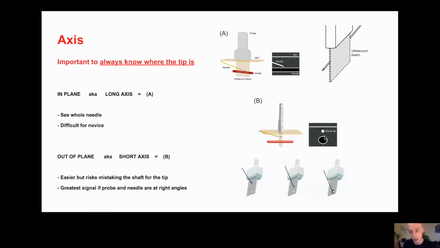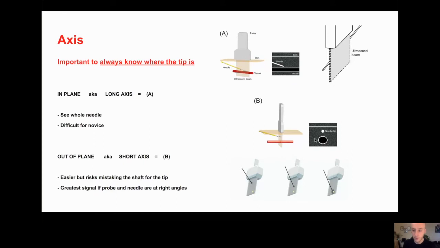So let's look at in plane first. You can see that the vessel is in the same plane as the beam, and you get this side-on view of the vein, and you also see the whole needle at all times. So this is great, and this is the technique that we use when we're doing regional ultrasound in anesthesia. However, it is difficult because you have to align the needle with the very thin beam on a slippery surface, and you're not looking at your probe and your needle, you're looking at the screen. It's very difficult. So I would advise you not to use this technique. Use out of plane instead.